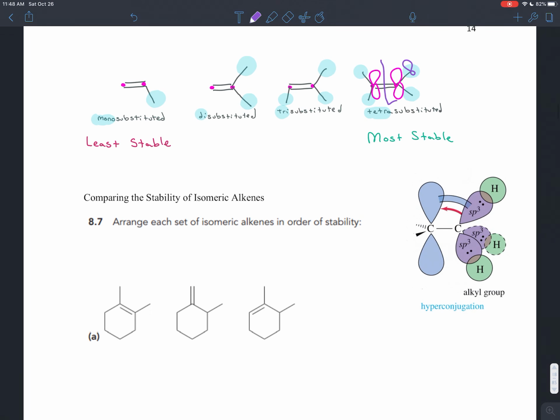If you zoom in on just this part, that's one of the p orbitals in the pi bond, and then we have a methyl group here. You can see the sp3 orbital in front is coming out at us, the one in the back is going away from us, but the one up is sort of in the plane with the p orbital, and so they're able to bleed into each other a little bit. That lets the electrons in the pi bond spread out into that sp3 orbital. And the more atoms spread out, the more stable they are.